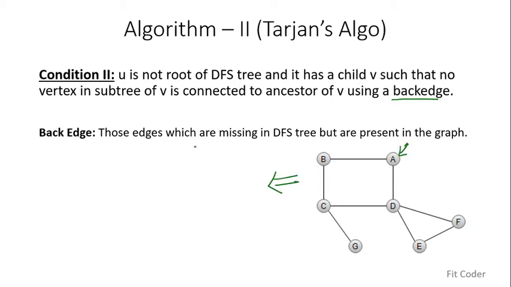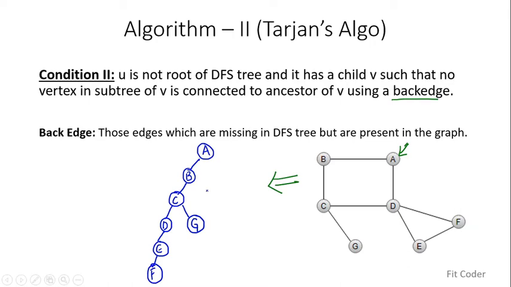So let's first draw the DFS tree for this graph. We'll start the DFS traversal from A, we'll go to B, from B we'll go to C. From C we have two options, let's say we go to D, from D we go to E, from E we go to F. From F, D is already visited, so we have to backtrack till C, and then we reach G. So this is the DFS traversal for this graph, and this is the DFS tree.